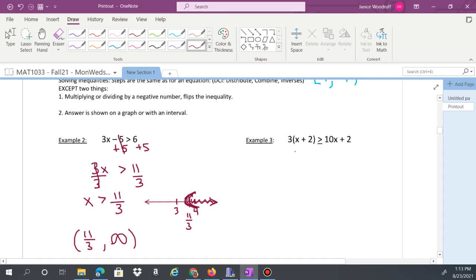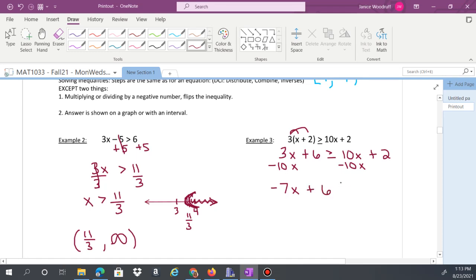Okay, let's look at example 3. So on the left side, I do have to distribute. So I'm going to multiply 3 times x, 3x. 3 times 2 is going to give me plus 6. Then we have greater than or equal to 10x plus 2. All right, I want to keep my x's on the left for when I graph. So I'm going to take the 10x and move it over to the left. So subtract 10x from both sides. That's going to be 3x minus 10x, which gives me a negative 7x.